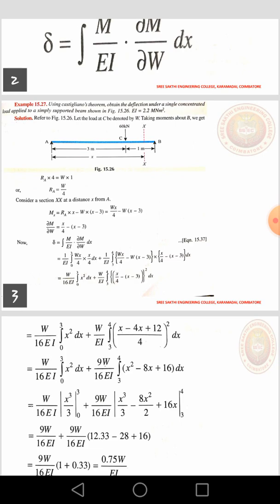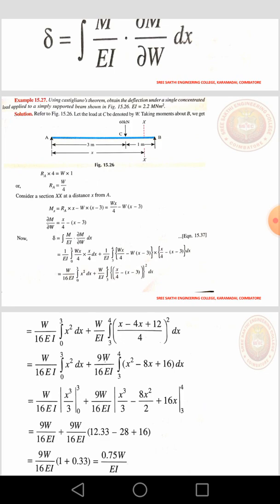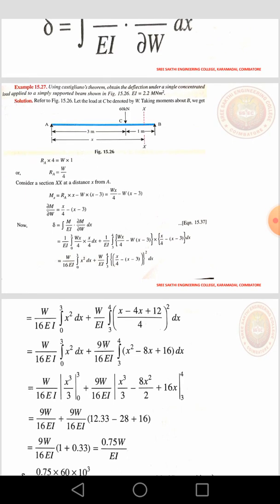Here, for the W value, we have to differentiate the moment at x with respect to W. So here the W value is 1, so we get ∂M divided by ∂W equal to x divided by 4 minus (x minus 3). Okay, so we can substitute the ∂M divided by ∂W value in the delta formula.